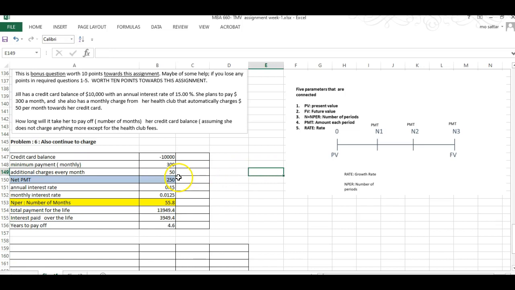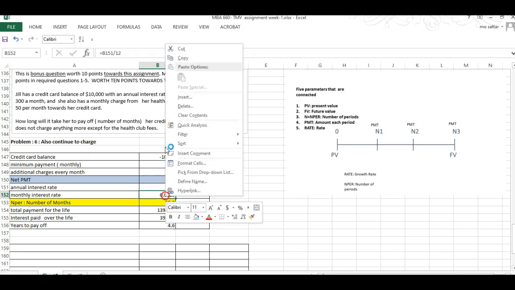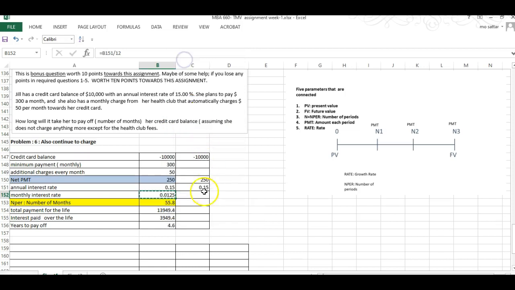So now when we want to calculate the number of periods, this would be her beginning balance. Her PMT is going to be $250. Why? Because even though she's sending a check for $300, there is a $50 charge towards her account because of the health club. She's really paying $250. Her interest rate is, in this example, an annual rate of 15%, which means on a monthly basis, if I divide that by 12, I'll get 0.0125 monthly.